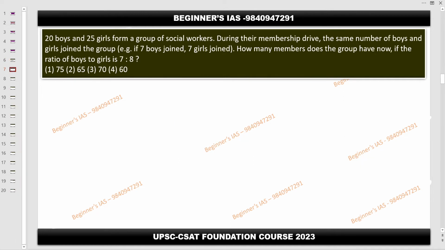So here, 20 boys and 25 girls form a group of social workers. During the membership drive, the same number of boys and girls joined the group. If 7 boys, oh, like this. Okay, this is the example, but don't expect this kind of examples in your examination. They will not give you this kind of things. So now how many members does the group have now if the ratio of the boys to girls is 7 is to 8? That is the thing you need to identify.